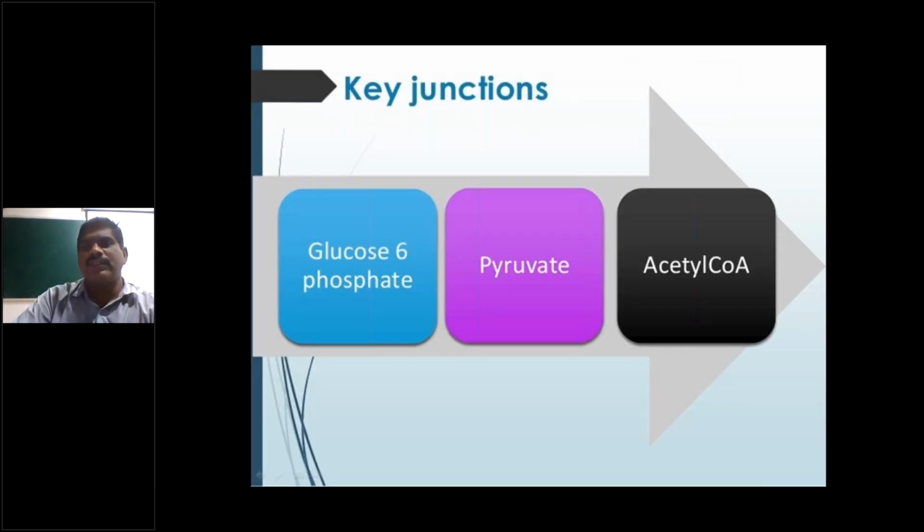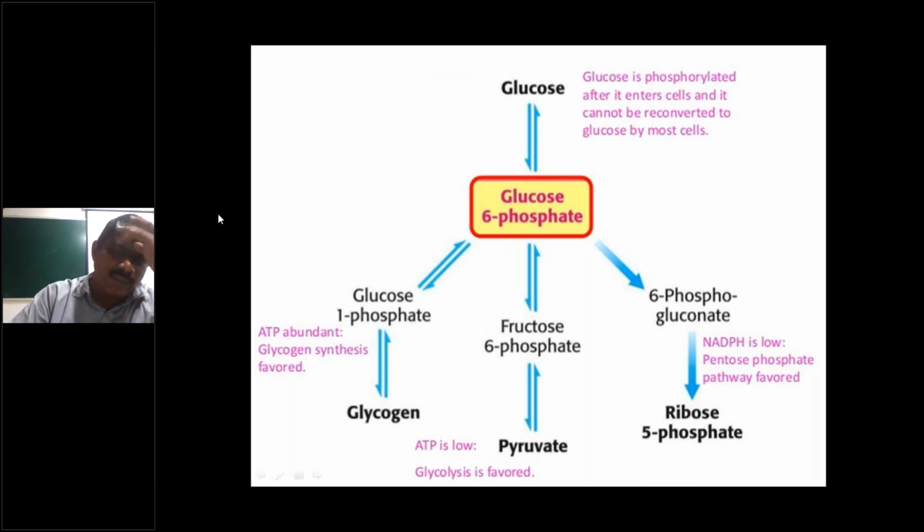I'm repeating once again. The key junctions in intermediate metabolism are glucose 6-phosphate, pyruvate, and acetyl CoA. From glucose 6-phosphate, glycogen formation occurs. From glucose 6-phosphate, it enters glycolysis, and from here pyruvate generation takes place. And from glucose 6-phosphate, it enters the HMP shunt pathway, and ribose 5-phosphate is formed.